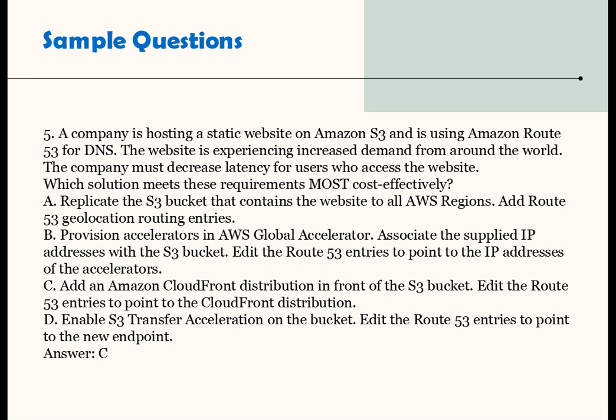B. Provision accelerators in AWS Global Accelerator. Associate the supplied IP addresses with the S3 bucket. Edit the Route 53 entries to point to the IP addresses of the accelerators. C. Add an Amazon CloudFront distribution in front of the S3 bucket. Edit the Route 53 entries to point to the CloudFront distribution. D. Enable S3 Transfer Acceleration on the bucket. Edit the Route 53 entries to point to the new endpoint. Answer: C.